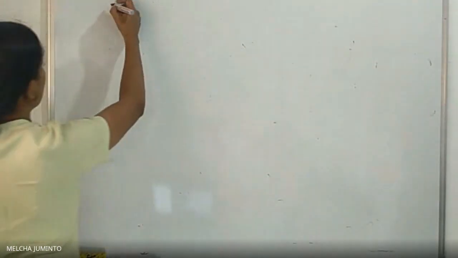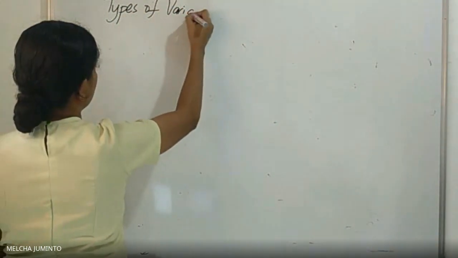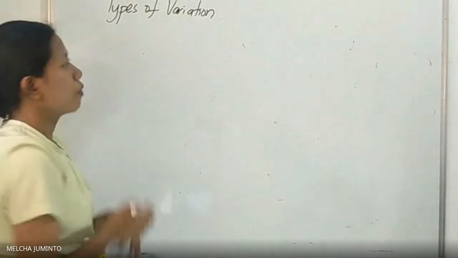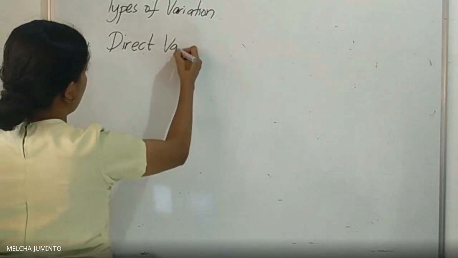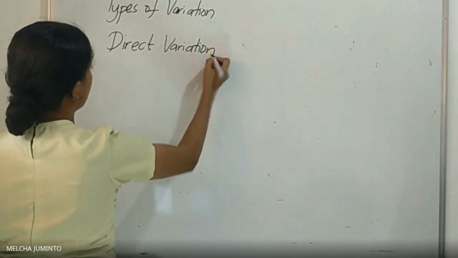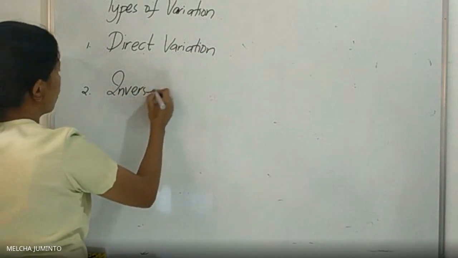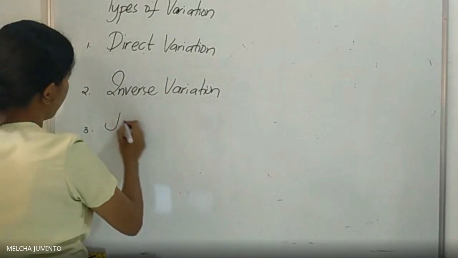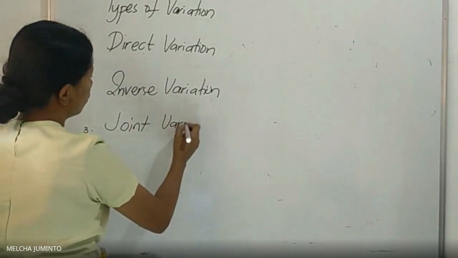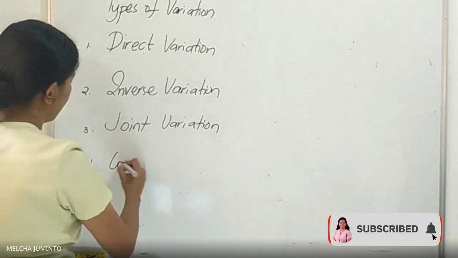Let me summarize the four types of variation. First, we have direct variation. Second, we have inverse variation. For the third, we have joint variation. And lastly, number four, we have the combined variation.